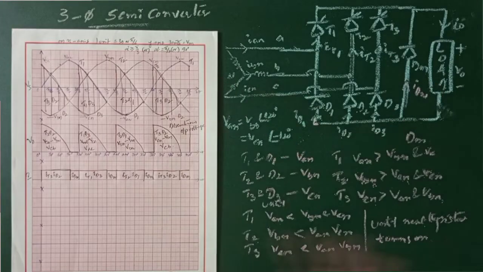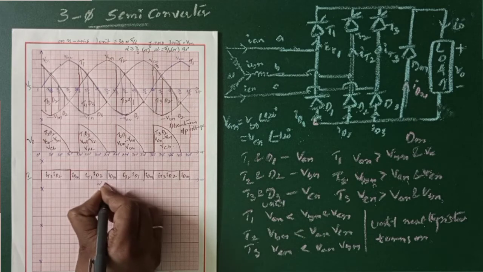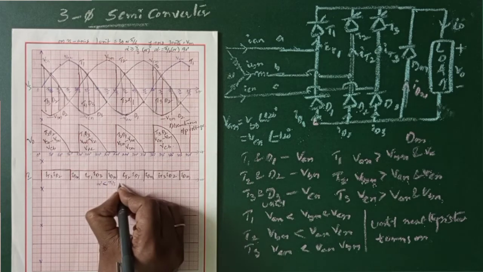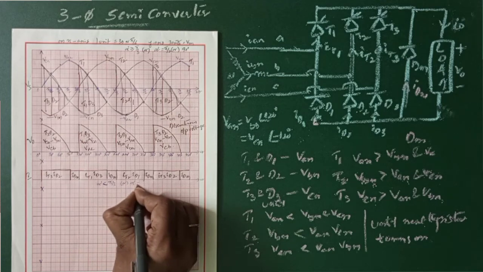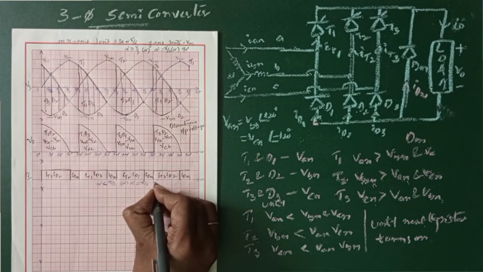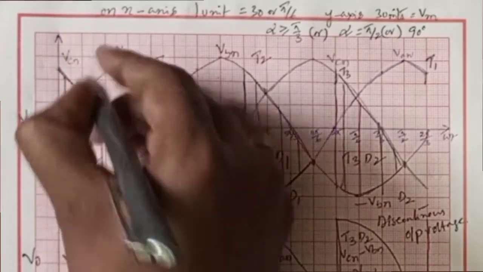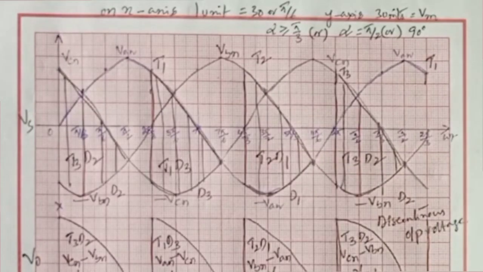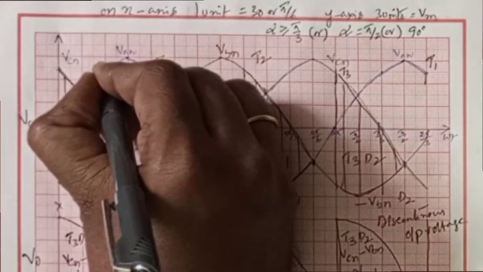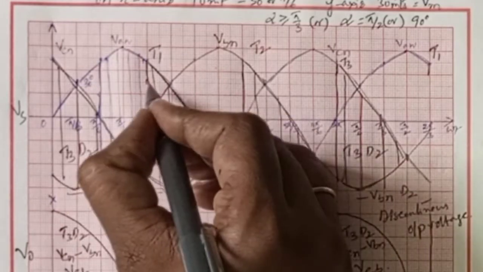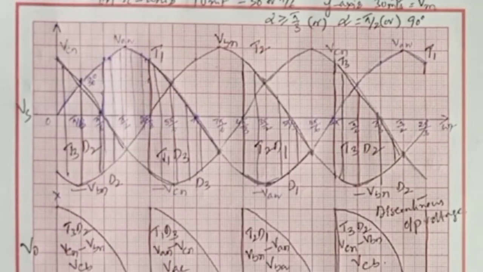When this freewheeling diode is removed and alpha is less than or equal to pi by 3, that is 60 degrees, take alpha equal to pi by 6, that is 30 degrees. When alpha is 30 degrees, this is where we need to start, that is pi by 6 plus pi by 6, which is nothing but pi by 2. At alpha equal to 30 degrees, the thyristor T1 is triggered and it is going to conduct until VAN is more than VBN or VCN, or T2 is triggered, the next thyristor is triggered.